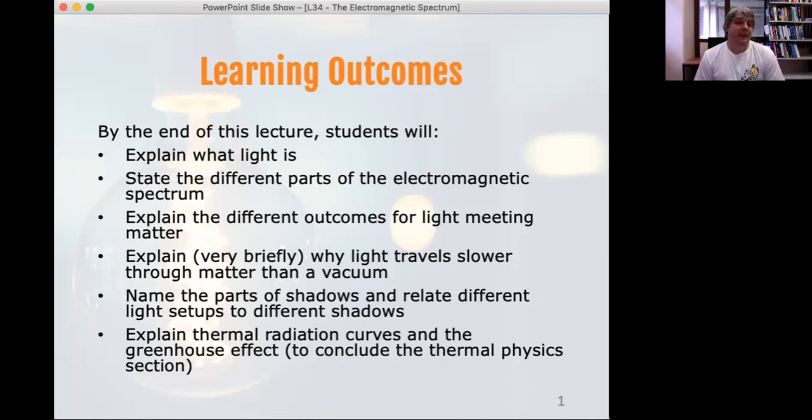We also want to look at shadows, which you're familiar with, but we want to define a couple of terms around that. And then lastly, we're going to return to thermal physics, and look at thermal radiation curves and specifically the greenhouse effect. The textbook covered that section with the thermal physics section, but without an understanding of frequency and the types of electromagnetic wave that we're going to look at, I felt it was better to leave it until now, when we are looking at electromagnetic waves.